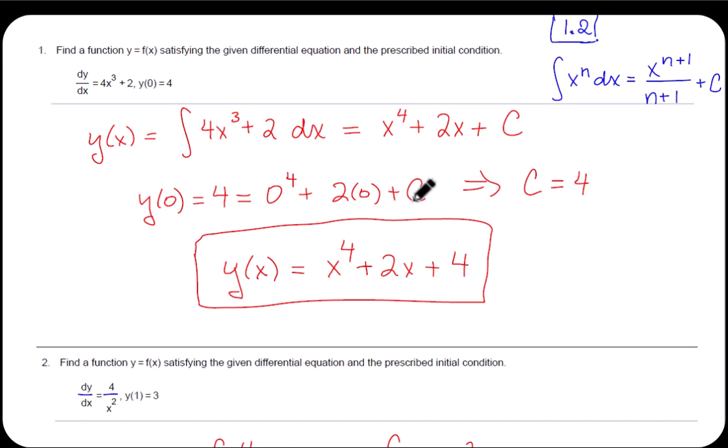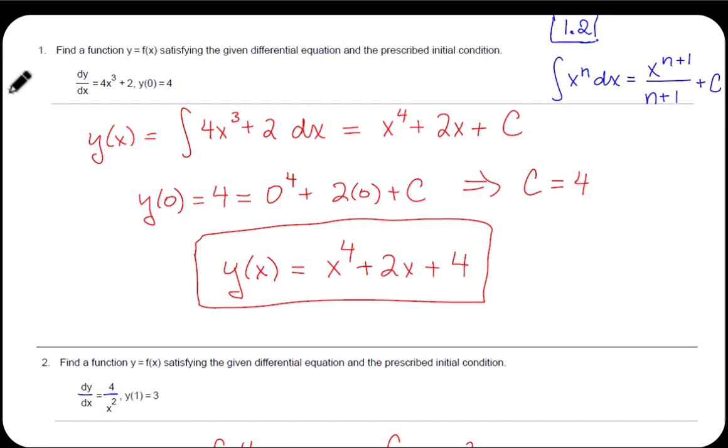Welcome to section 1.2 in differential equations. In section 1.2, we're going to be solving differential equations by simple integration.